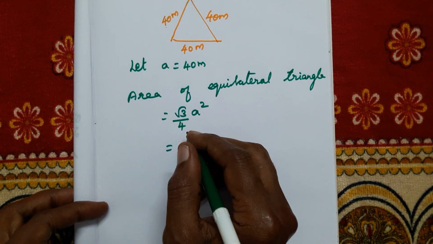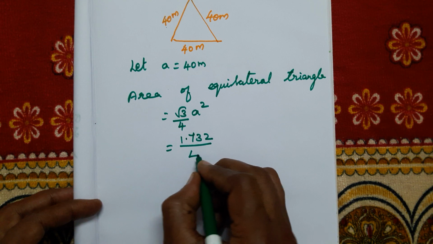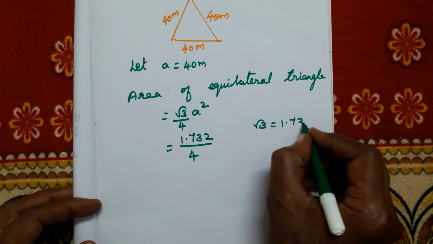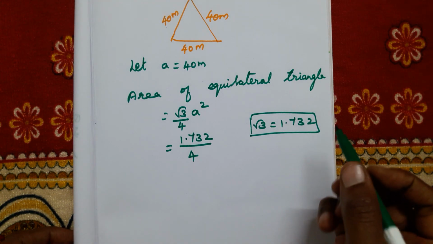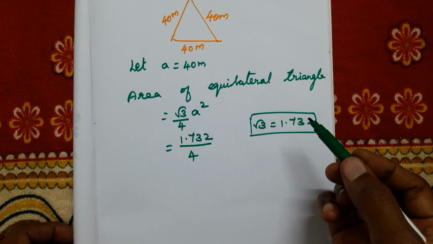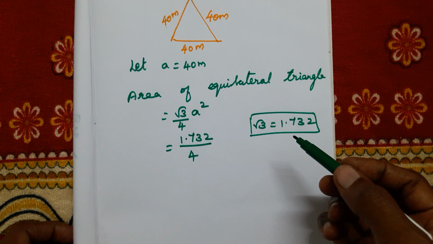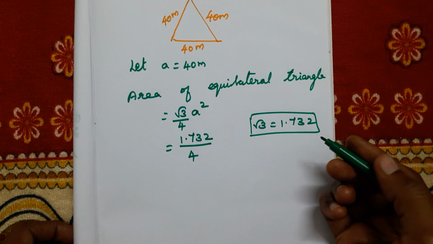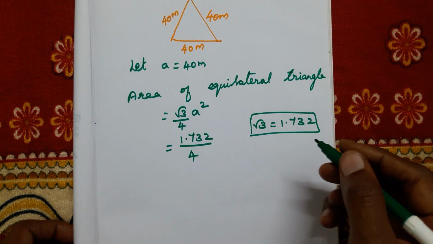What's the value of root 3? 1.732 by 4. Already I have explained that root 3 is equal to 1.732. What's the value of root 5? 2.236. You have to remember this. Root 3 value 1.732. Root 5 value 2.236. One more, root 2 value 1.414. You have to remember all of this.